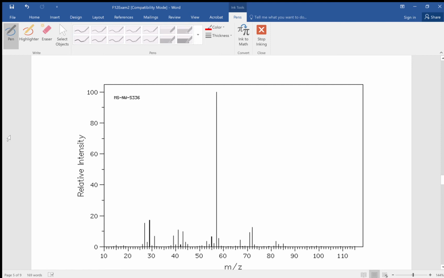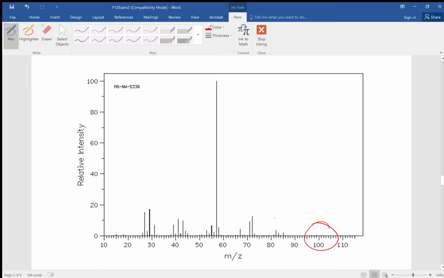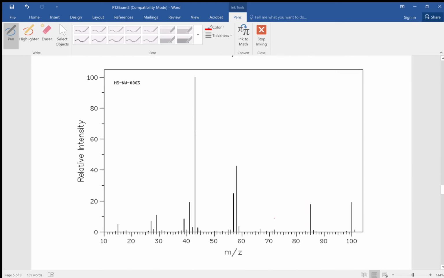Well, here's our first one. And the first thing we should notice, we said both of these compounds have molecular weights of 100. But what do we find at 100 here? The answer is nothing. There's no parent peak present at all. Now, does our second spectrum have a parent peak? The second spectrum has a very clear parent peak. And so that's what's going to allow us to distinguish between them.